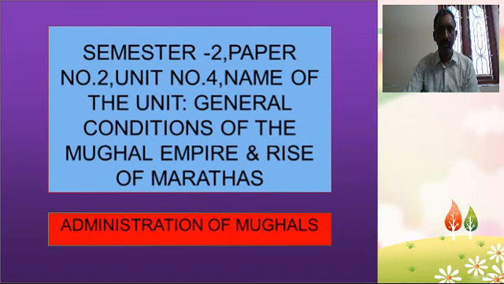Semester 2, paper number 2, unit number 4, name of the unit: general conditions of the Mughal Empire and rise of Marathas. We are going to explain about the administration of the Mughals.